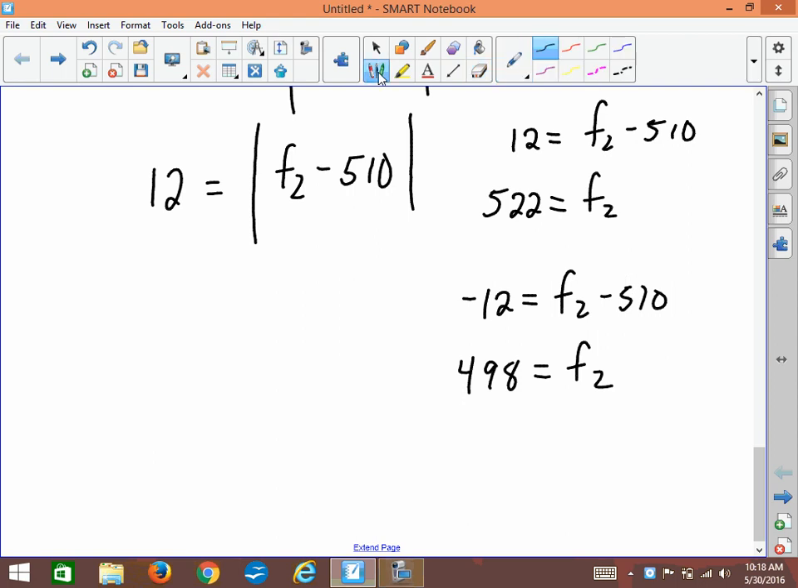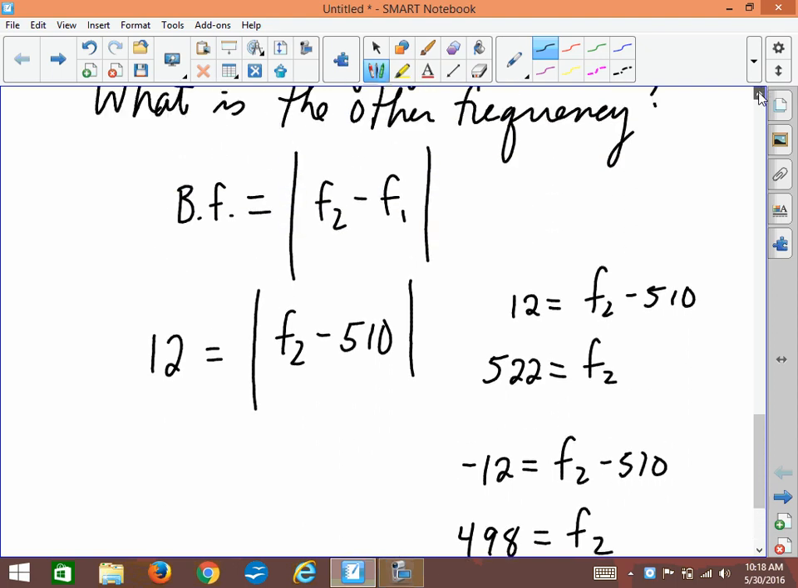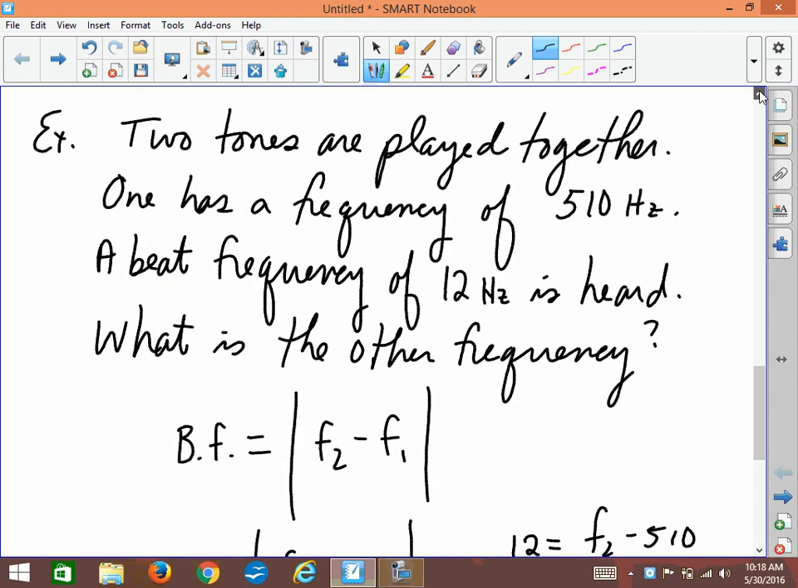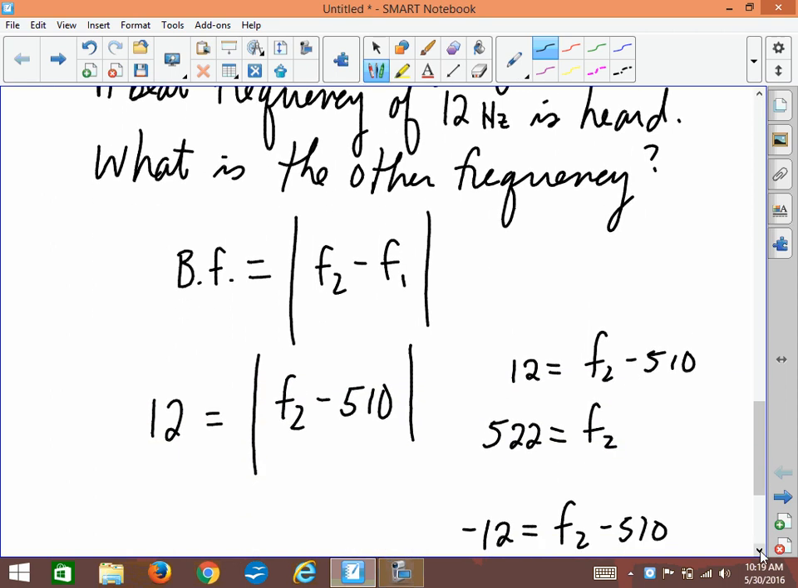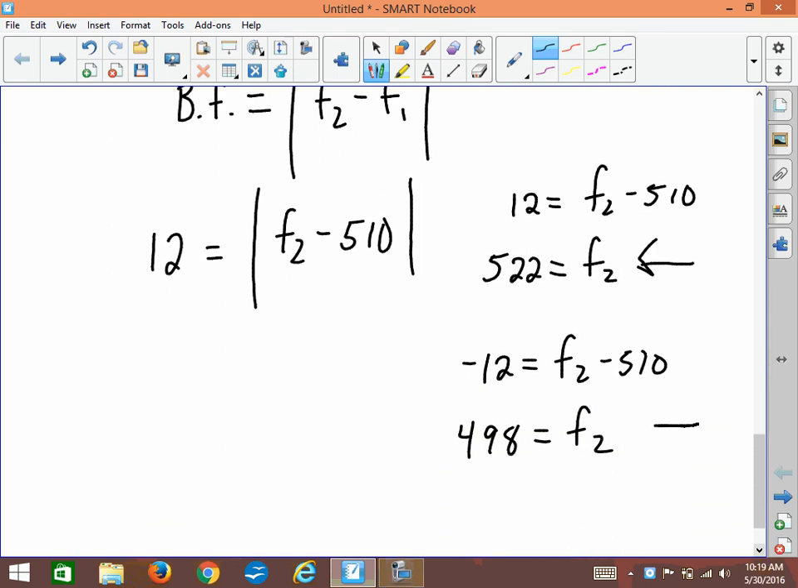But it's actually easier just to think about it in your head. If the beat frequency is 12, then the other frequency has to be either 12 above or 12 below the frequency you started with. So we started with 510. If there's a beat frequency of 12, then it must be either 12 above, which is 522, or 12 below, which would be 498. So you can do it that way, which is much simpler. And that's really all there is to beat frequency.